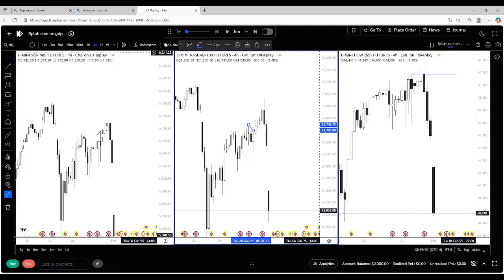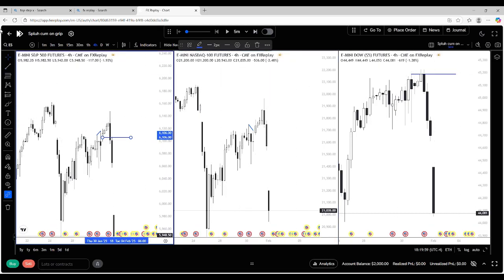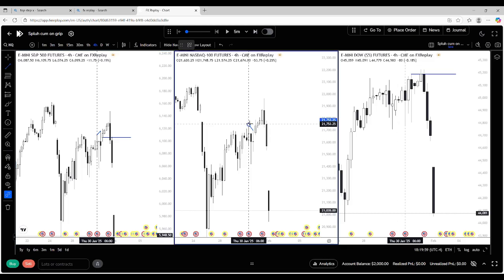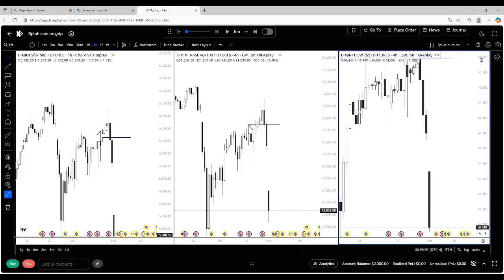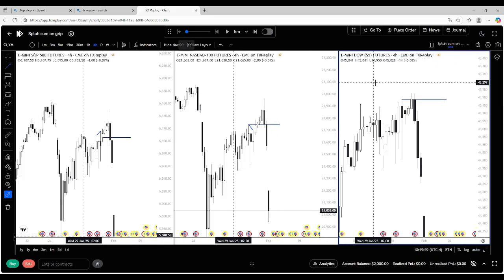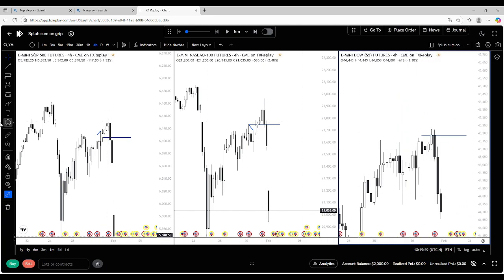You see that ES doesn't reverse from this SMT. ES creates a new high. What does NQ have to do? It has to go break that high now. NQ doesn't reverse from that high, so we expect YM to continue to the high. Now YM hits the high, reverses, confirmed by the two-stage SMT at the highs.